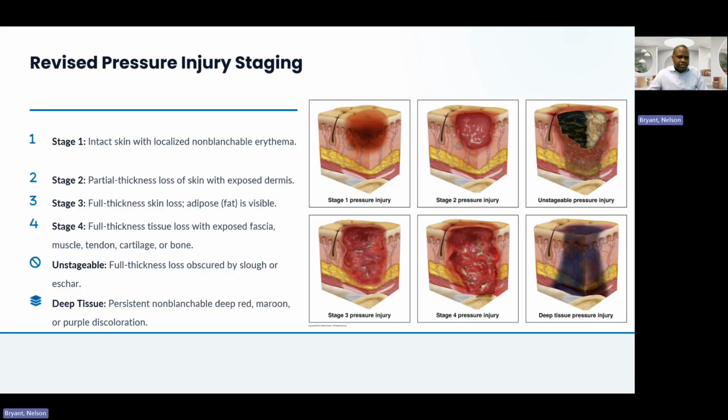So now that we talked about pressure injury, this is how the staging has been revised. I know you covered this in your fundamentals class, but you can see how it was revised from stage 1 intact skin to stage 4 full thickness, but also keep in mind unstageable and deep tissue injuries. Unstageable injuries, for example, are obscured by slough or eschar, and deep tissue injuries present as persistent purple discoloration.